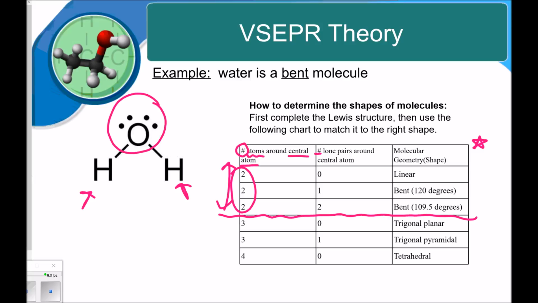The number of lone pairs around the central atom. Lone pairs are these guys. So there are 2 lone pairs around the central atom. So 2 atoms around the central atom, 2 lone pairs around the central atom tells us that the shape is bent, 109.5 degrees. So that would be our answer for the shape of this molecule.